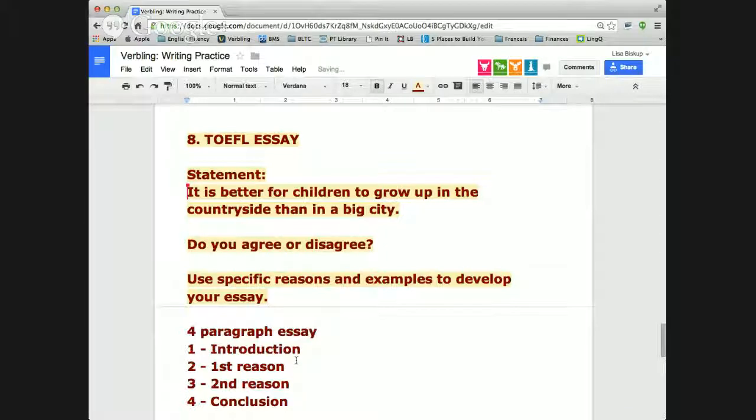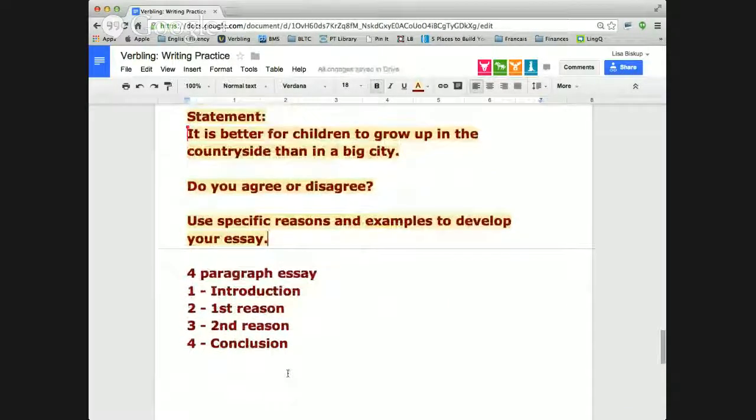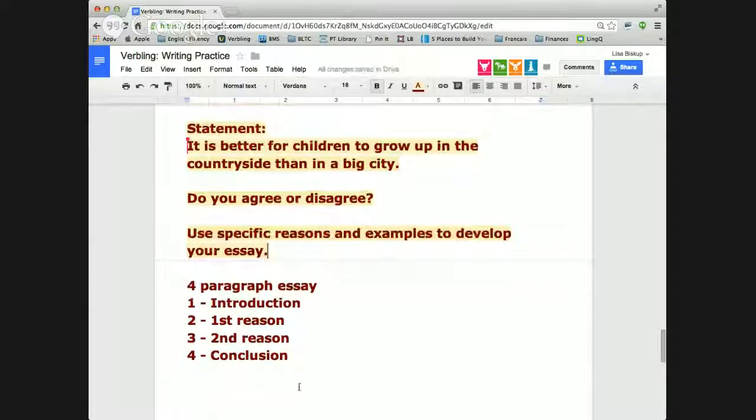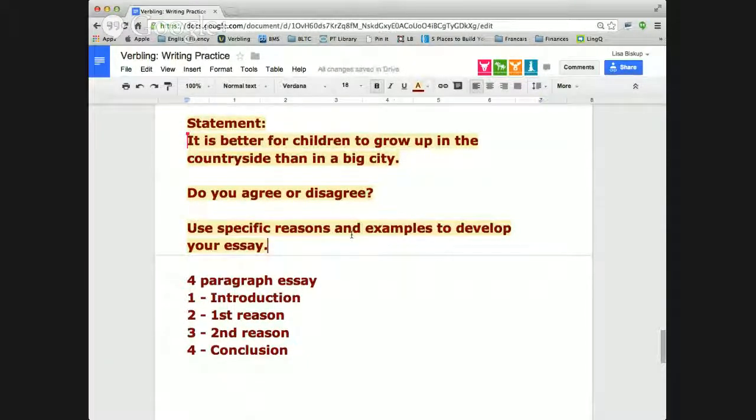So for this essay, for the people who want to work on this, it's important to pick a side. So you either agree and you want to give reasons why you think it is better for children to grow up in the countryside, so maybe there's cleaner air, there's more freedom to move around. Maybe you get to know your friends and other people in your town. Maybe you can have animals. There's lots of reasons maybe you could come up with. Or you can say, I disagree, and then you would have to give the reasons why you disagree.